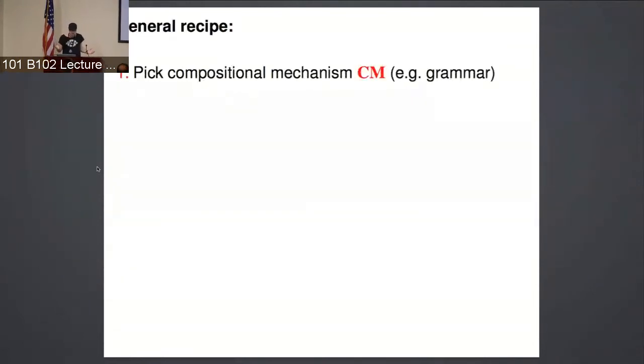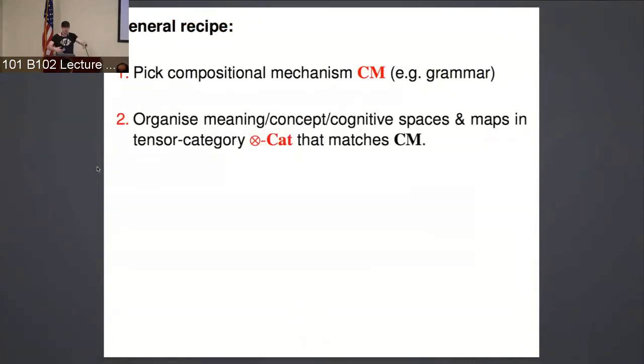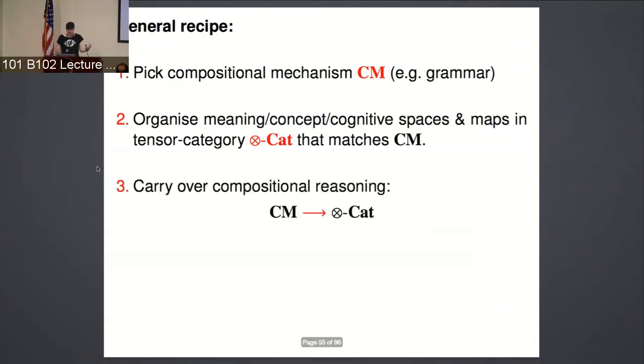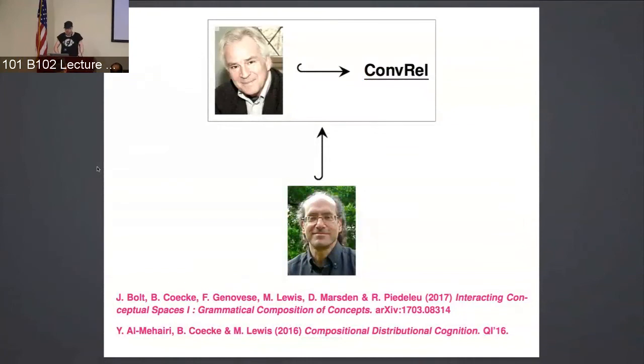Okay, cool. So what is the general recipe? You pick a compositional mechanism. You organize meaning, concepts, cognitive stuff, whatever, in a tensor category which matches the same structure. And then you map your compositional structure onto your meaning structure. That's sort of a general recipe. And the way we did this is we went to the library, not me because I don't read, but I sent somebody to the library and said, who's one of the most famous cognitive scientists now? And they came back, oh, that's Peter Gärdenfors. They said, okay, let's read what he's doing and make a compositional theory out of whatever he has done. We did something similar with Smolensky, but I'm mainly going to talk now about the Gärdenfors stuff.